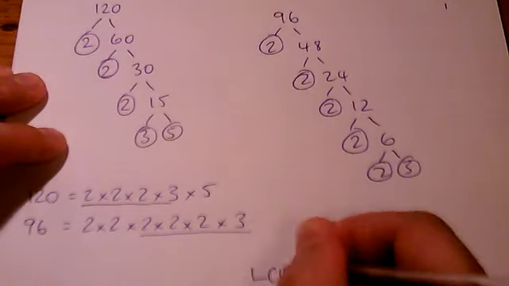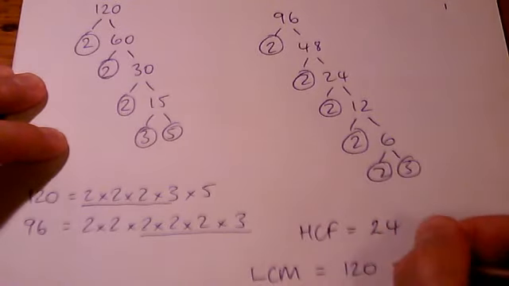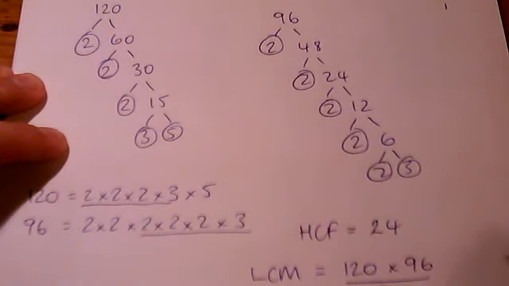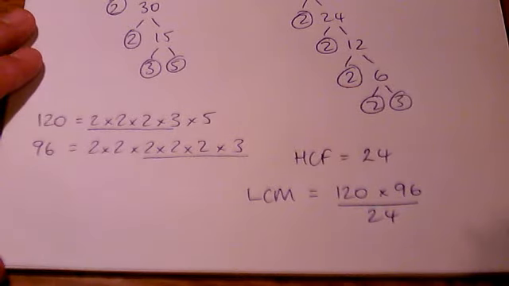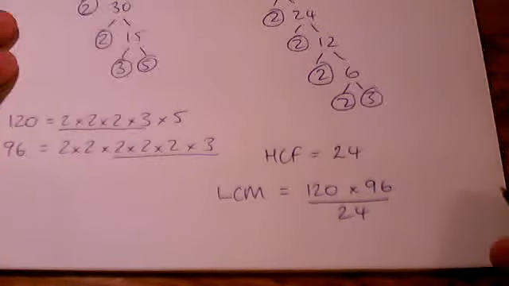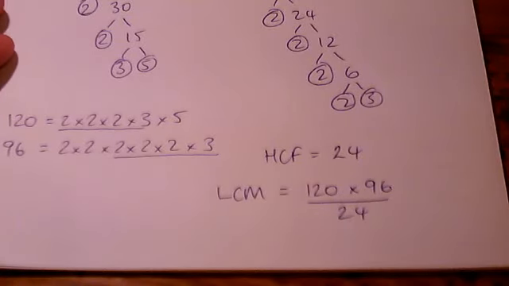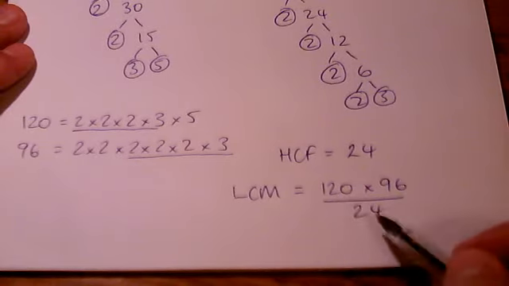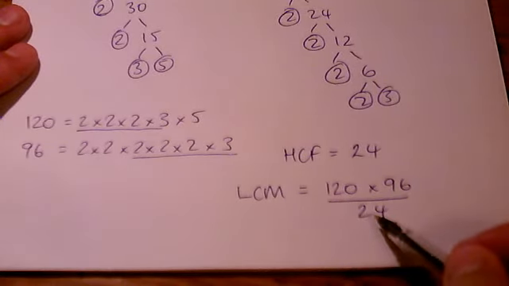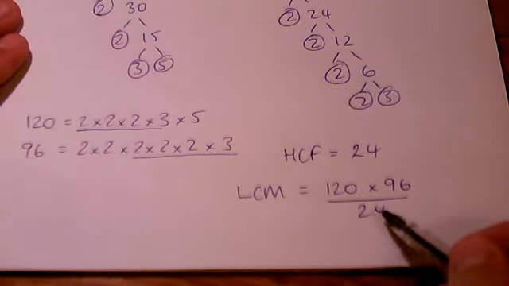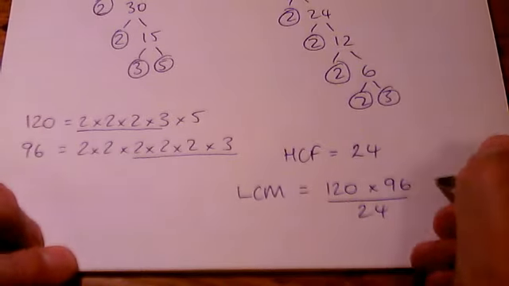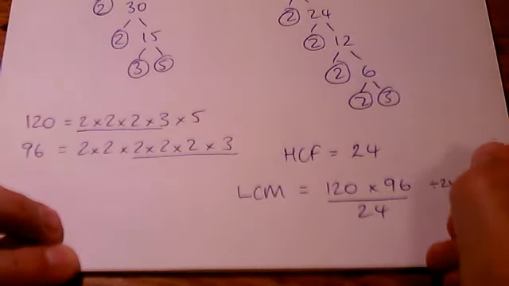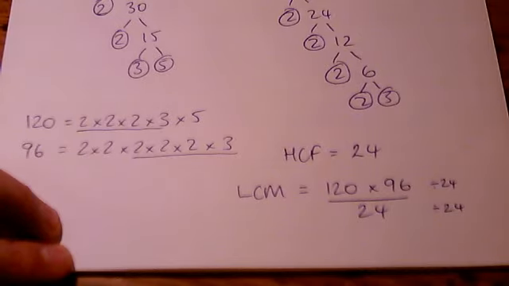And the least common multiple is going to be 120 times 96 over 24. Now I said every single time you'll be able to simplify this to make your sum easier. Let's just have a look at what happens if we try to divide the top and the bottom of this by 24. 120 divided by 24, do you want to simplify it that way? Or do you want to do 96 divided by 24, do you want to do it that way? It's up to you. I'm going to choose 120. Okay, so I'm going to divide the top and the bottom of this by 24. Just like simplifying a fraction.